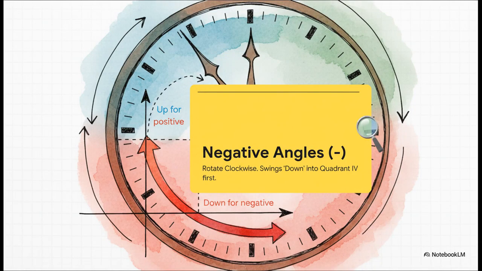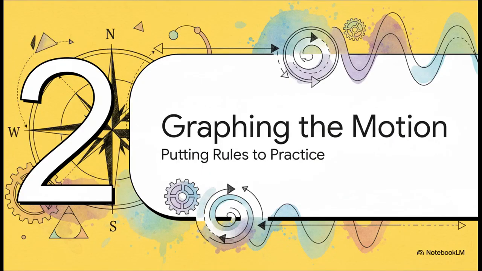And for negative angles? Well, you just do the exact opposite. You rotate clockwise, just like the hands on a real clock. You start at that same spot on the x-axis, but this time you swing down into quadrant 4. That's the entire secret. Positive is counterclockwise, negative is clockwise. Up versus down. All right, theory's great and all, but let's actually see how this plays out with a couple of examples. It's time to put these two simple rules into practice.